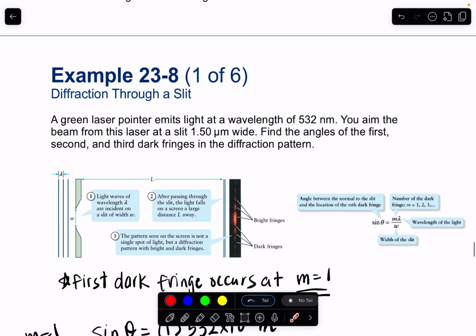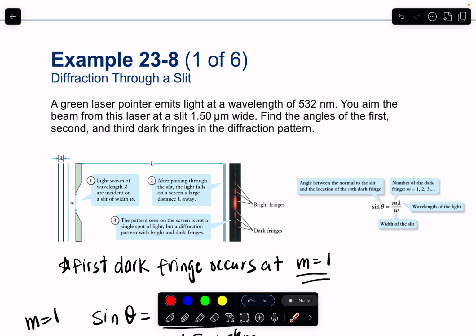So in this example, we are using a green laser pointer, so it has a wavelength of 532. We're going to shine it through a slit that is 1.5 microns wide, and 1 micron is 10 to the minus 6 meters. We want to find the angles of the first, second, and third dark fringes, okay?